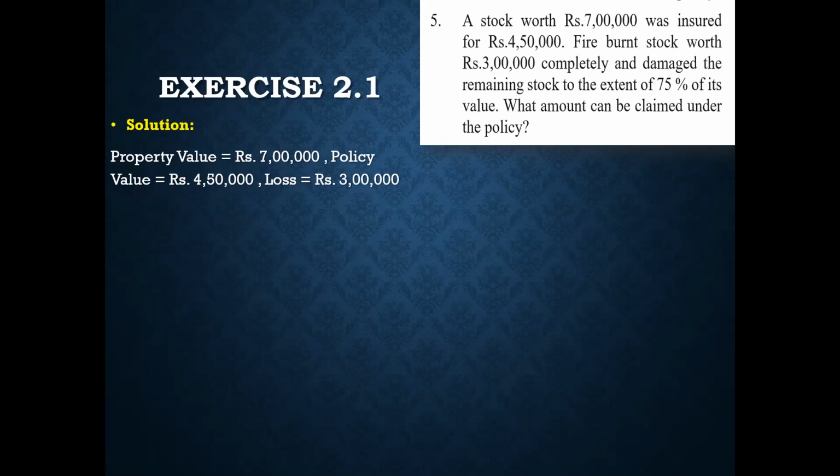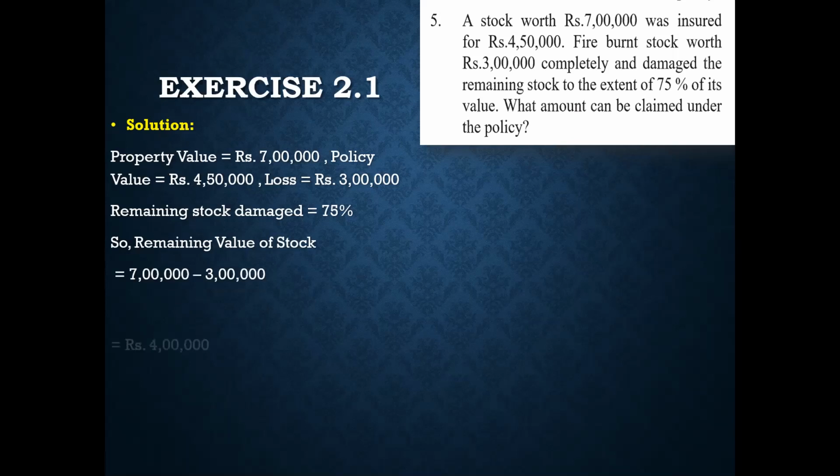Now there's one thing which they have told you, that damage is also done to the remaining stock. So the very first thing we have to find is the value of the remaining stock. You had a property worth 7 lakh out of which 3 lakh is completely destroyed. So the remaining value of the stock will be 7 lakh minus 3 lakh, which is equal to 4 lakh. Now this 4 lakh ka property is also damaged to the extent of 75%. So remaining loss is equal to 4 lakh ka 75%, which gives you again 3 lakh rupees.